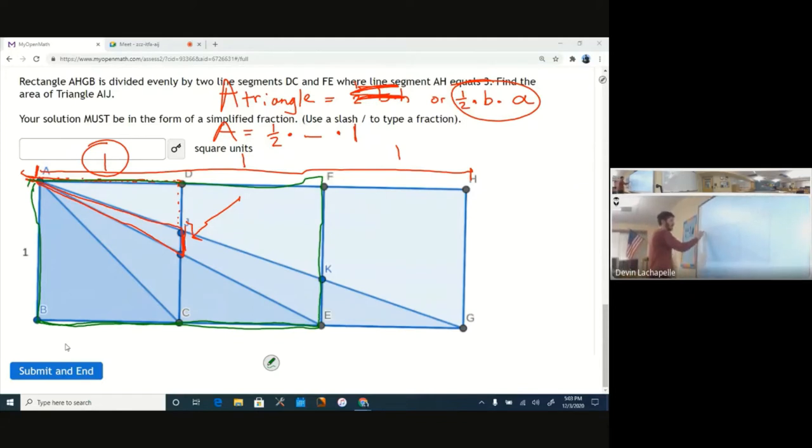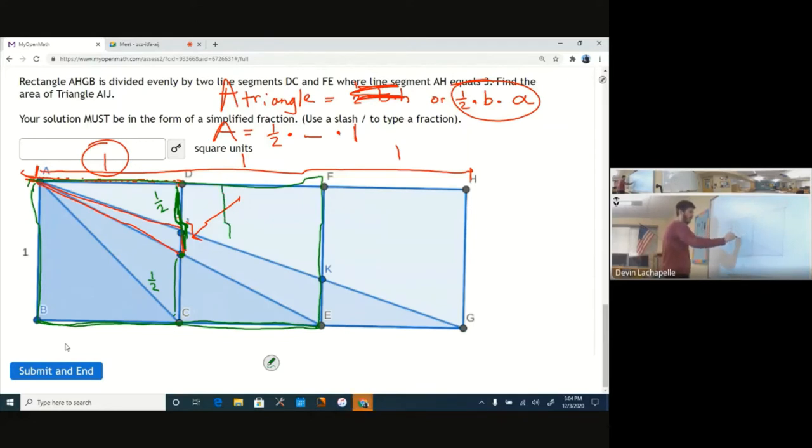And if I notice, going corner to corner of this nice rectangle, this point right here is going to be the halfway point of this line. So in other words, this is going to be 1/2. And this is going to be 1/2. Okay. And remember, our total height here is 1. It's labeled right there. Okay, so we know definitely that this point is halfway between.